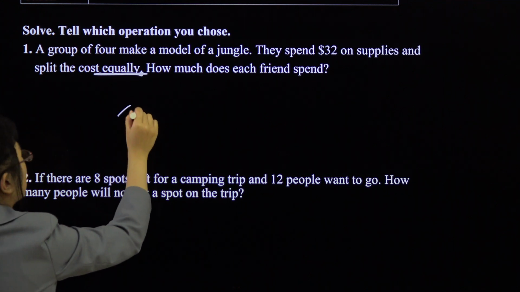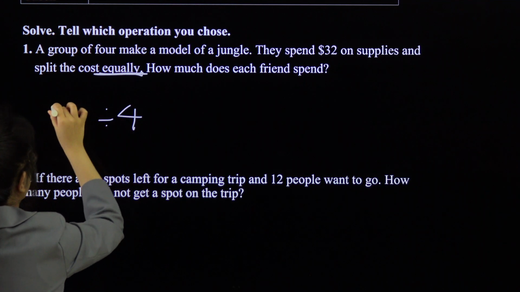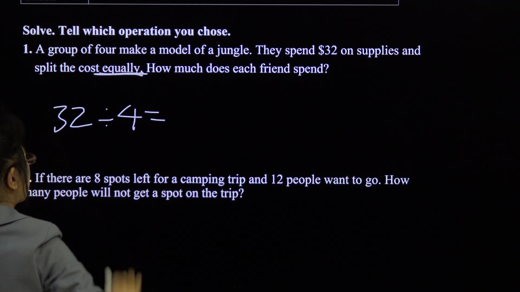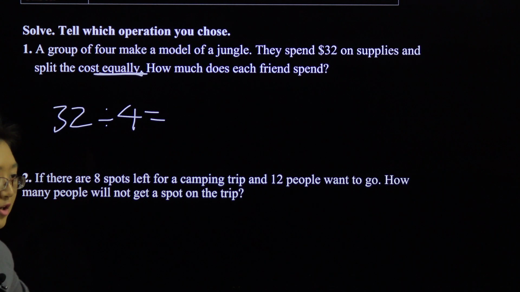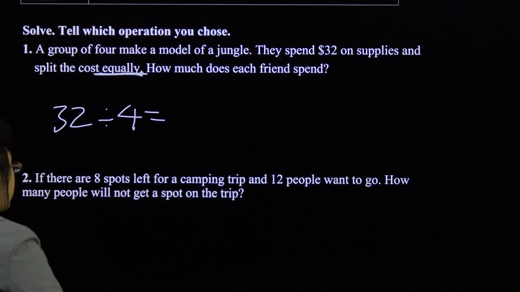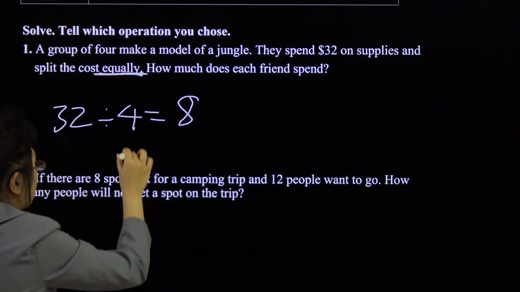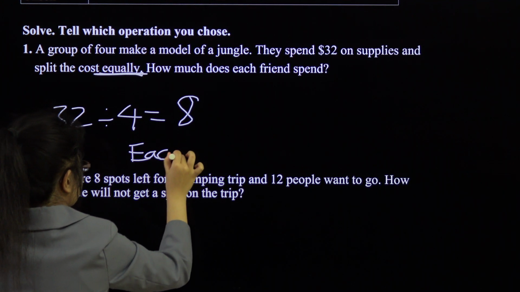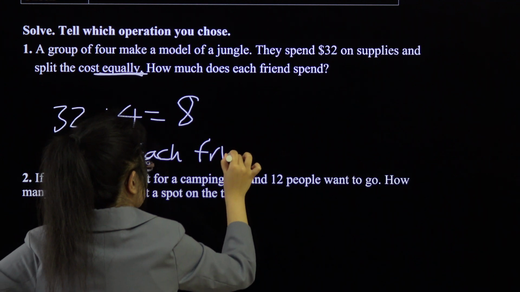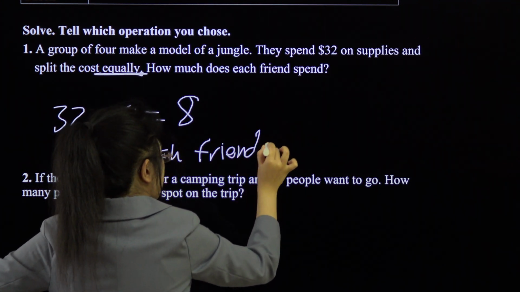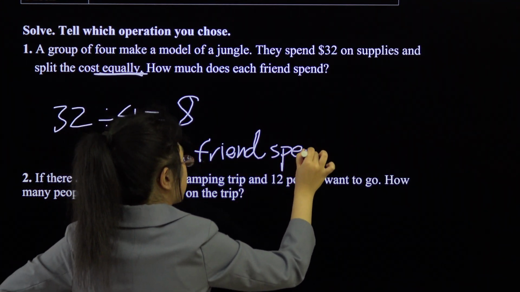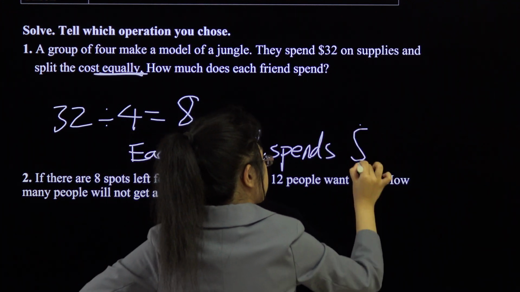Now it's 4 people and a total of $32. So if they split it equally, then it'd be 32 divided by 4, which is, well, 4 times 8 equals 32. So 32 divided by 4 is 8. Each friend spends $8.